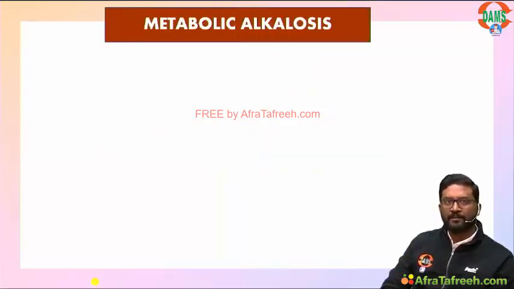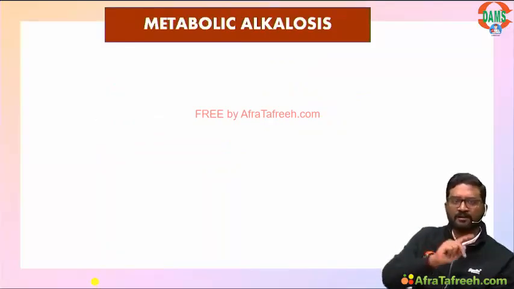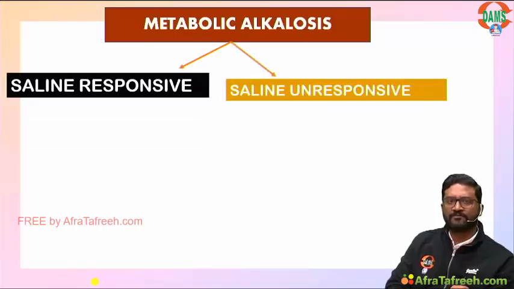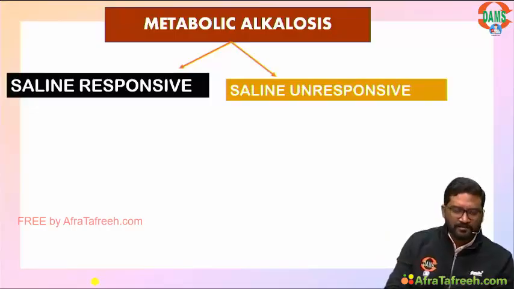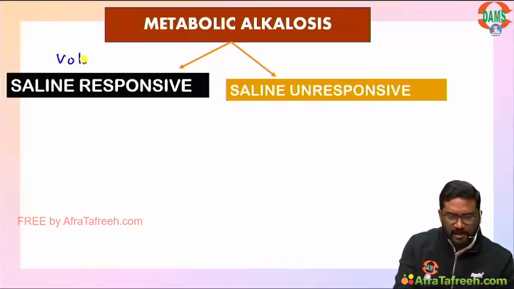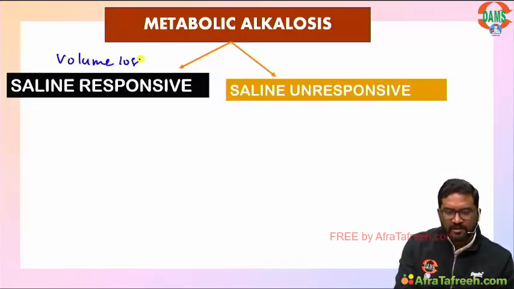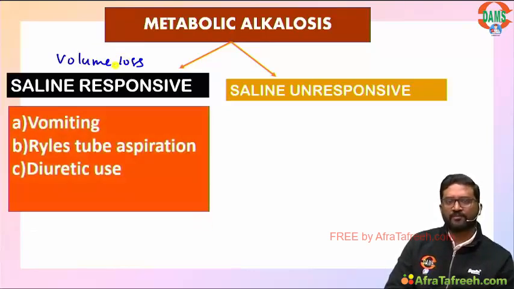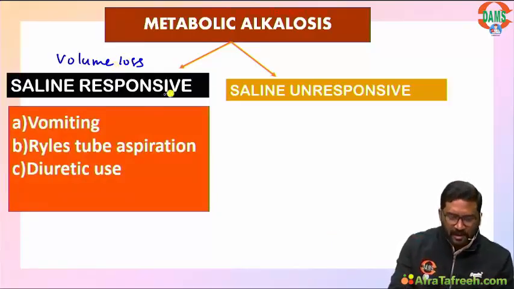Then coming to metabolic alkalosis, again divided into two. If it is responding to saline, it is saline responsive. If it is not responding to saline, saline unresponsive. So whatever metabolic alkalosis happens due to volume loss, it can trigger the renin-angiotensin-aldosterone system. That is the cause of metabolic alkalosis. If you give saline, it will replace the volume. And in this, commonly asked is, they'll give you a lot of history.